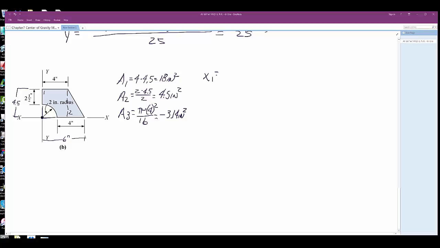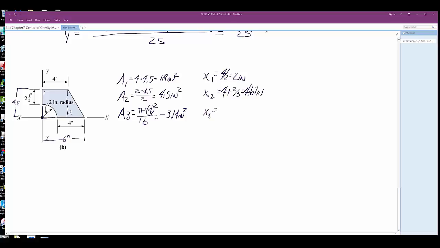X1, the x's are coming off the y-axis, and that's 4 divided by 2. It's the base divided by 2. So that's 2 inches. X2, you have to add 4, so 4 gets you over to this corner, and then a third of, what was that, 2 inches? A third of 2, so that would be 2/3. So that's 4.67, I believe, inches.